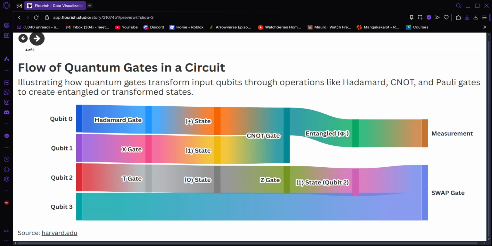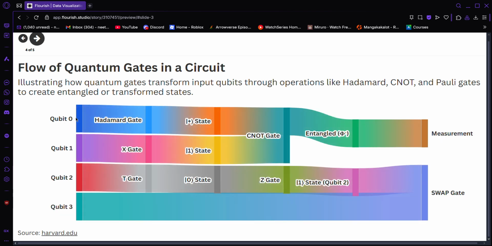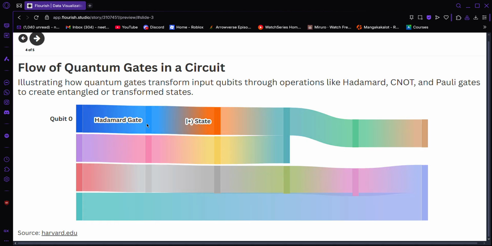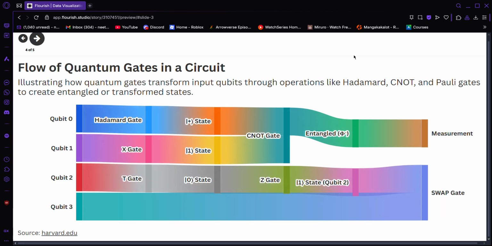Here's a Sankey diagram which shows the flow of quantum gates in a circuit. The diagram shows how quantum gates operate within these circuits. It starts with a qubit in its initial state and tracks its flow through each of the various quantum logic gates, such as the Hadamard, the CNOT gate, and the Z gate.